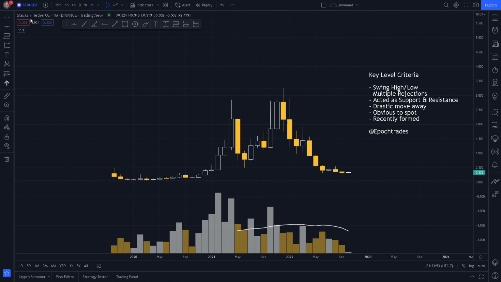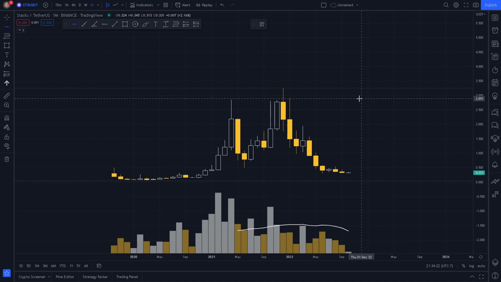Today we're going to be covering key levels on stacks for the higher time frames, specifically the monthly and the weekly. So, as always, our key level criteria. We want to be looking for swing lows and swing highs, multiple rejections, acted as support and resistance, drastic moves away, obvious to spot, and recently formed. So let's go ahead and jump right in.